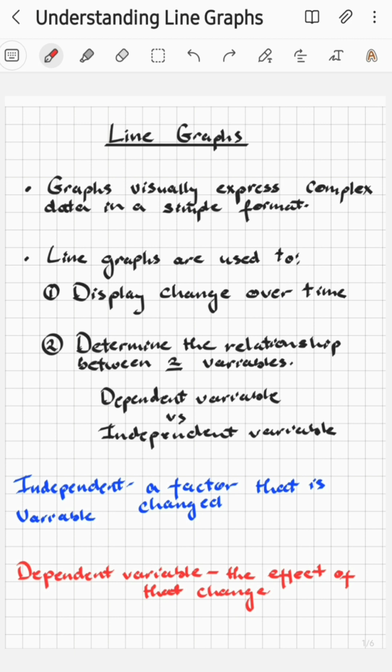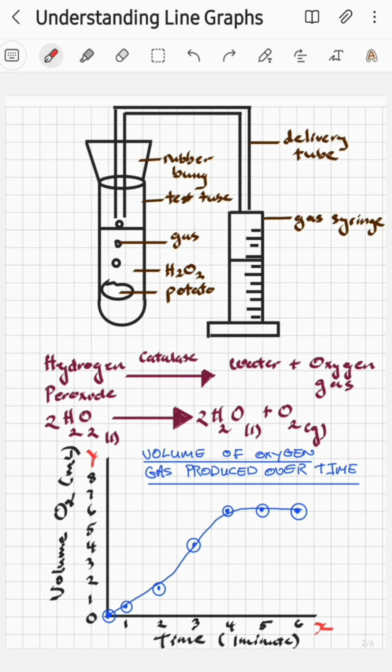Now, in order for graphs to make sense, we have to learn how to understand them, right? So this is what we are going to do today. We are going to understand how to read line graphs. So we have here a little experimental setup, okay? So this is an application of enzymes in CSEC biology.